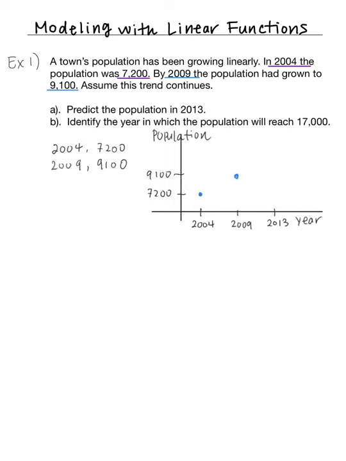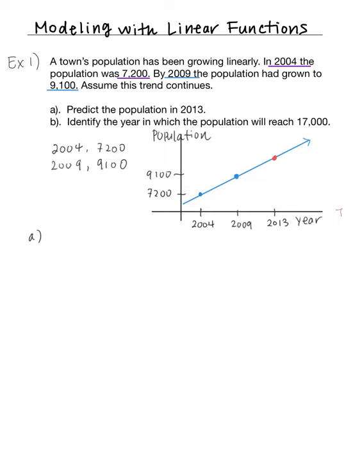Now, if I read the problem carefully, it says that the population is growing linearly. So that means what? I should be able to connect those two dots and make a straight line out of it. So here's our graph connecting those two dots. Now, let's go with part A. So part A, what does it say? It says predict the population in 2013. So we're going to start at 2013, and what the question's asking is, what is the corresponding y value when our x value is 2013?